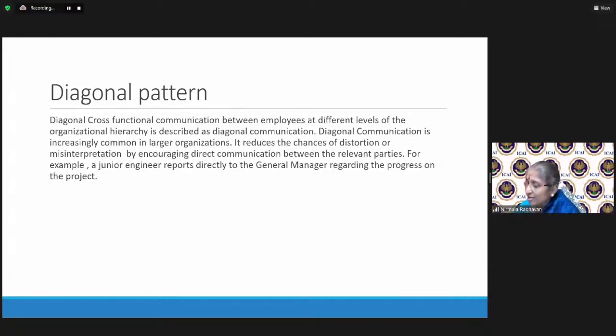Distortion means distorting the truth, changing the truth. Yeah, you don't call it complaining. You can express whatever, not complaints, suggestions or comments you have to make or feedback you have to give about the company. We don't call it complaint. Okay.